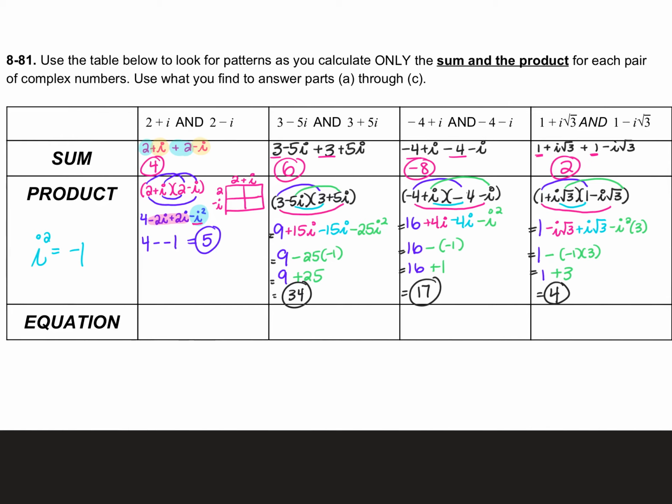All of our sums and our products always end up just being real numbers. And there's a special relationship between each pair of complex numbers that we see here. And that's what I want to talk about for just a minute or two.